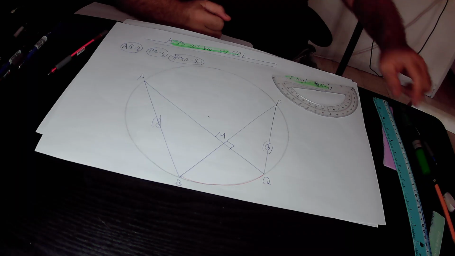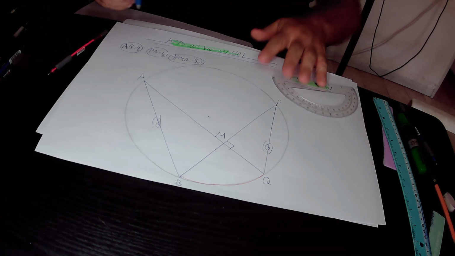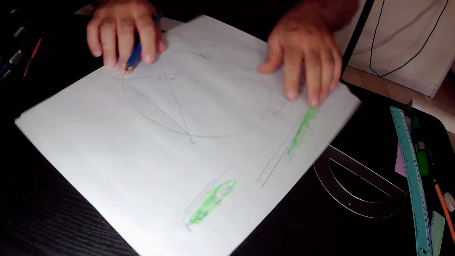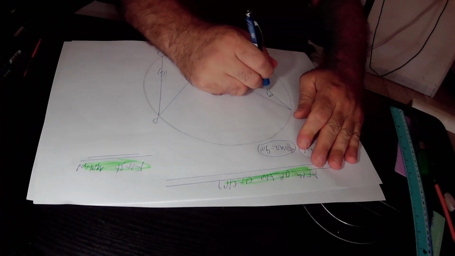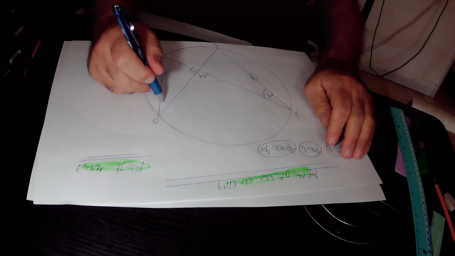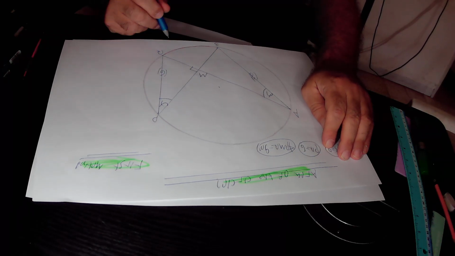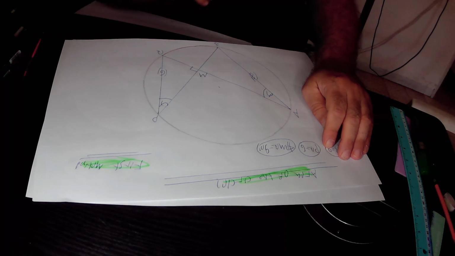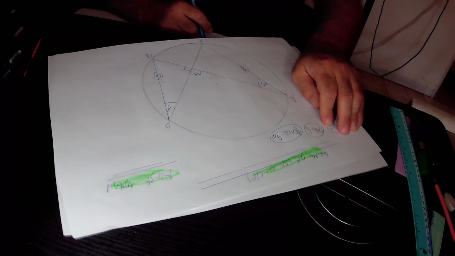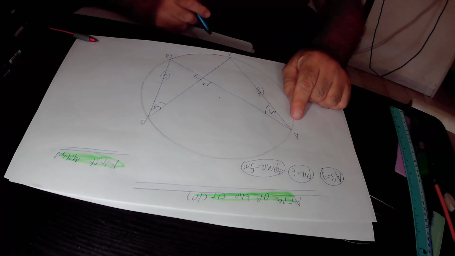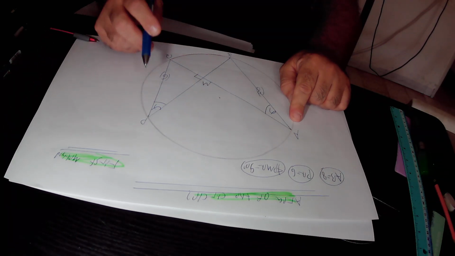So if we define the size of this angle as alpha, then the size of this other angle must also be equal to alpha, because they both subtend the same arc BQ. And they are equal to each other according to rule 29. In the next step, we will focus on this arc AP.